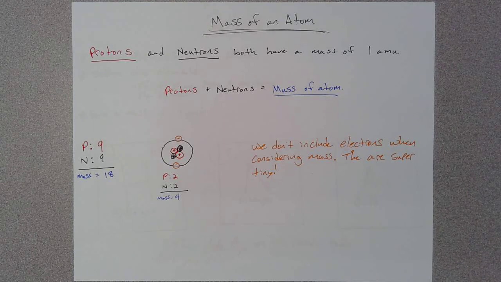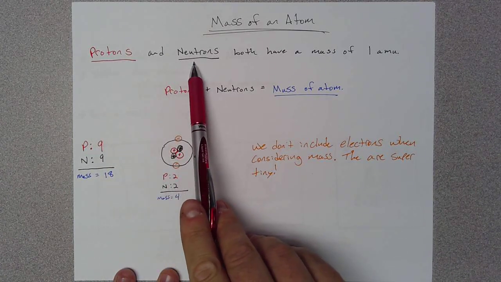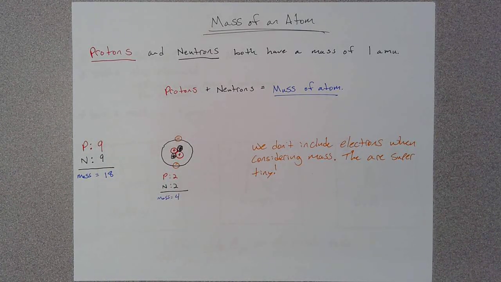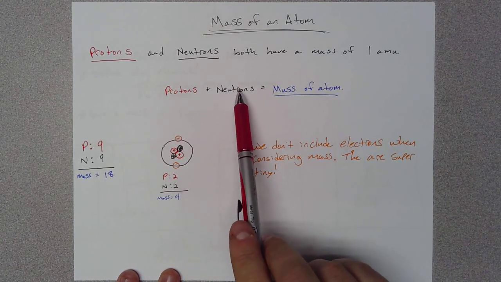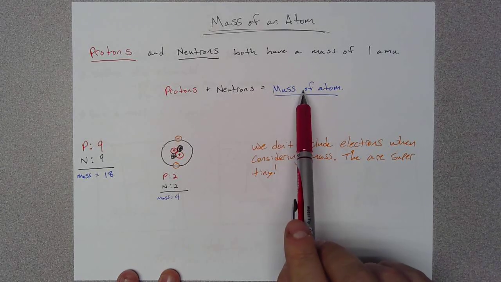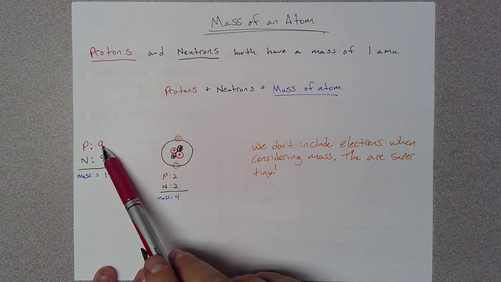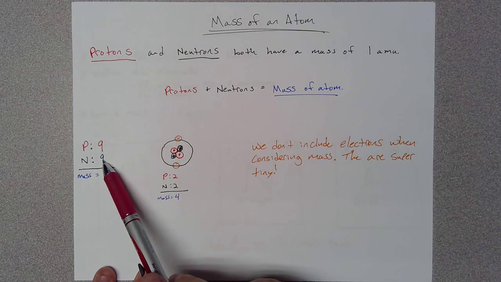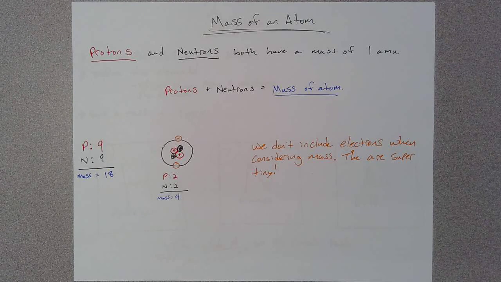So the mass of an atom. When we think about the mass, we're thinking about how much this has, right? So it's a combination of protons and neutrons. In order to find it, I find the amount of protons I have, I find the amount of neutrons I have, and that should equal the mass of that atom. Now, if I have 9 protons and I have 9 neutrons, my mass is 18. So it's nice and simple calculations.